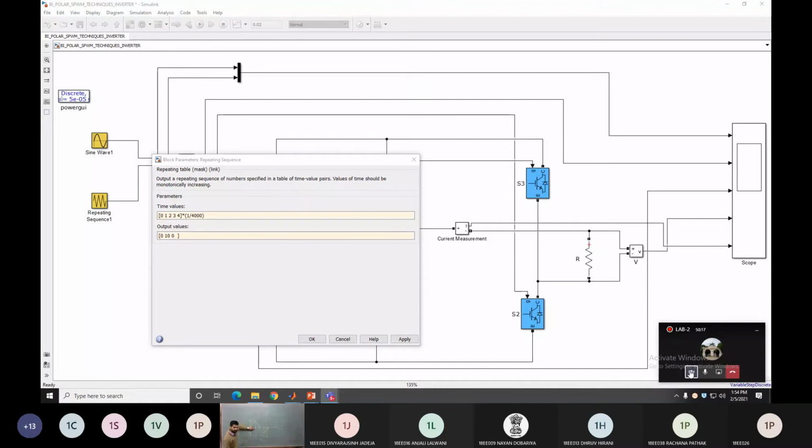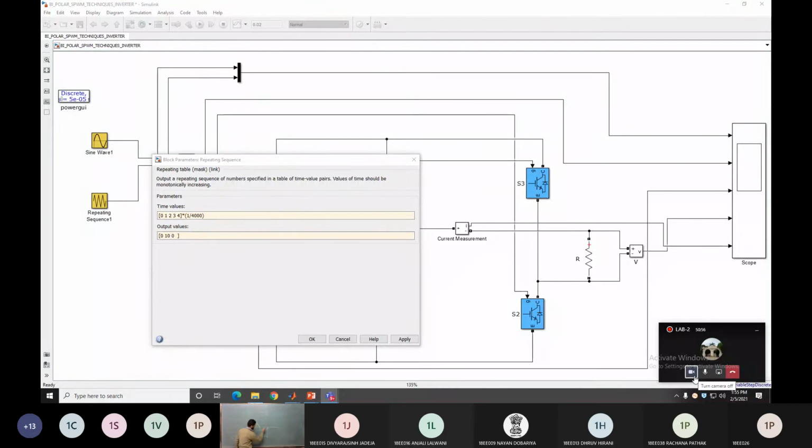Let's see. Second point, what is the time? 2 multiplied by 1 by 4000. So you can see that in this time value block, the third value is 2 and that is multiplied with this 1 by 4000. So that gives the time at the second interval, and the magnitude at the second interval is what? 0 because the triangular magnitude is 0. So this generates this waveform.